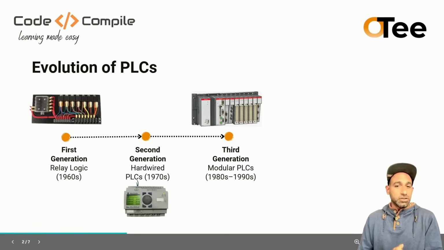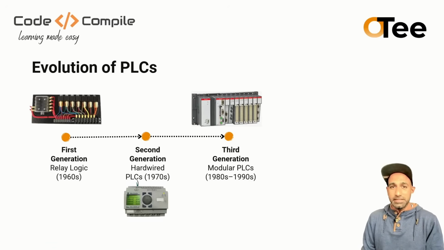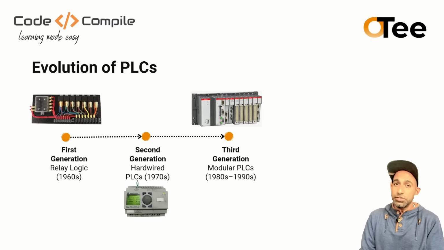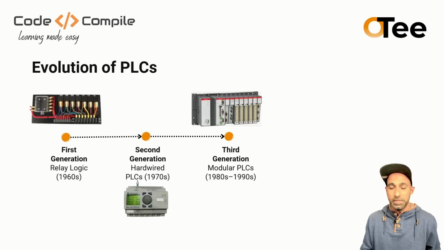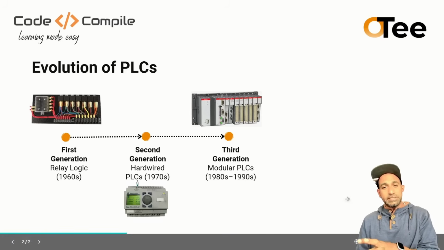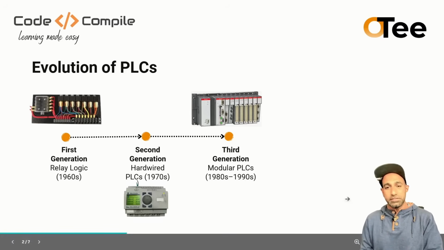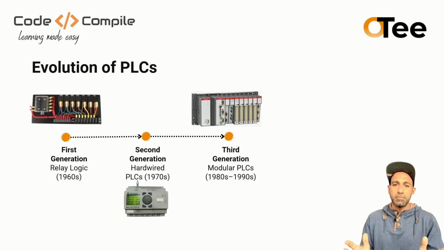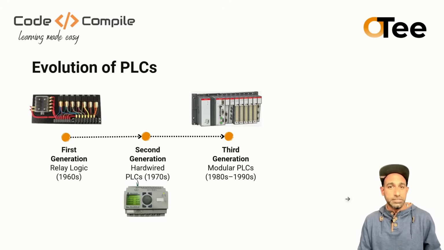So then we have the third generation, which is the modular PLC. These were faster and could have multiple IOs, so you can extend your IOs. Then some more programming languages were introduced to program it in a certain way. So the modular PLC helped you to have more IOs, and it was the time when we also had Modbus and Profibus communication.